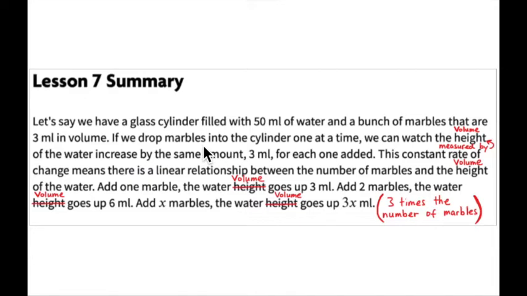So that y-axis is labeled volume and it's not labeled height. I'm looking at the relationship between the marbles and the volume of the water. Add one marble, the volume goes up 3 milliliters. It's true that in the cylinder, the height does go up, but what you're really looking at is the relationship between the marbles and the volume. Add 2 marbles, the volume goes up 6 milliliters. Add x marbles, the volume goes up 3x milliliters, 3 times the number of marbles.